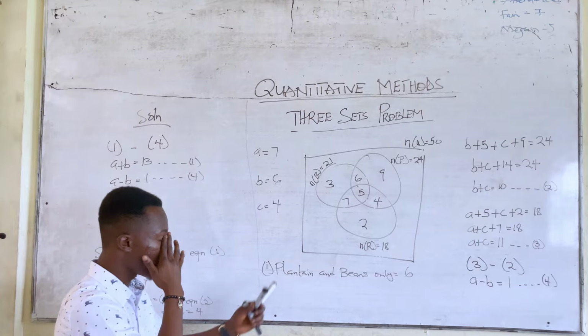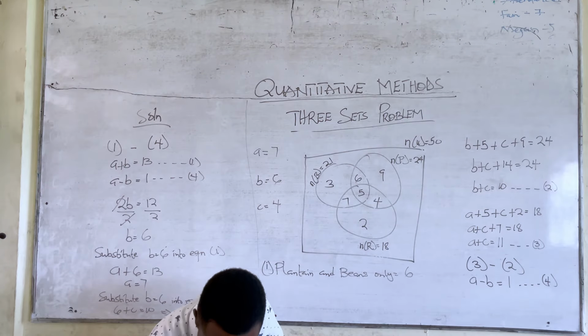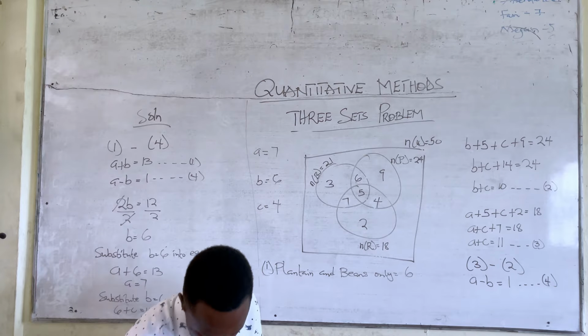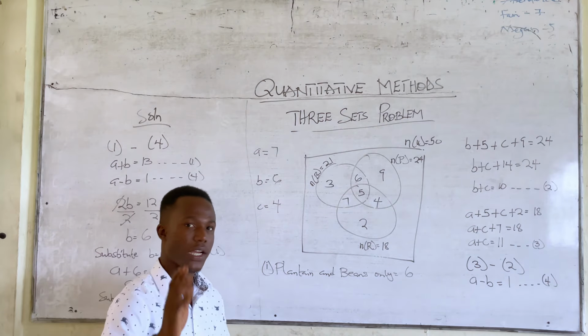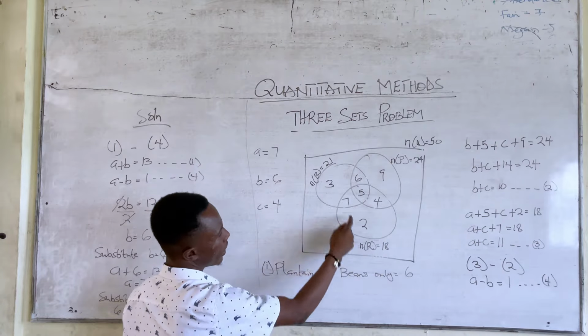Calculation. So there is no need for any calculation. You just look at it, you bring your answer. Then the next one says exactly two kinds of food. So it means when they also ask you to calculate for plantain and rice only, you know this is it. Beans and rice only, there it is.